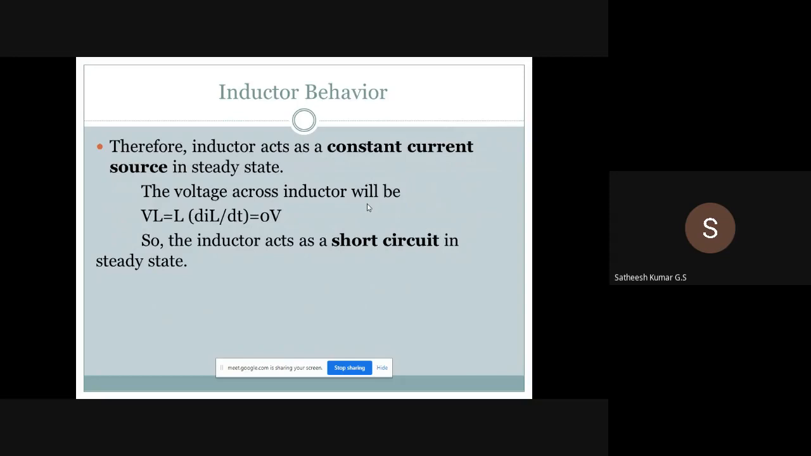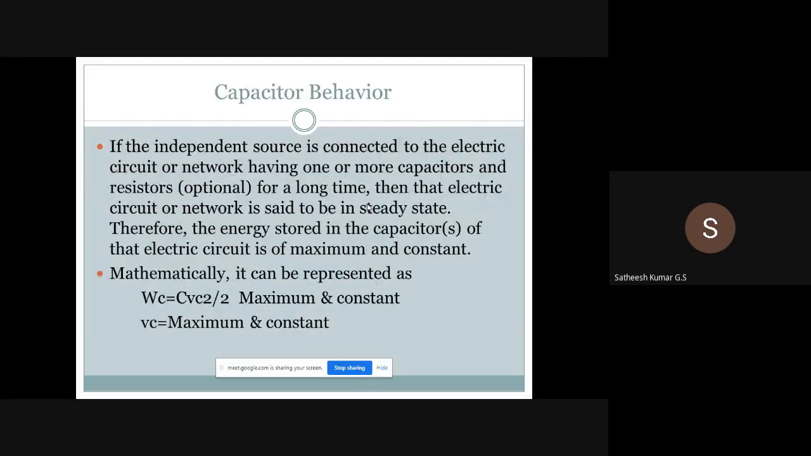For the constant current source, the current will be maximum. What will be the condition of the voltage? The voltage will be zero. The voltage across the inductor is VL equal to L dIL/dt, which is equal to zero. So in this condition, the inductor will behave as a short circuit in a steady state. Current will be maximum and voltage will be zero. So the point we get is that the inductor behaves as a constant current source in a steady state condition.